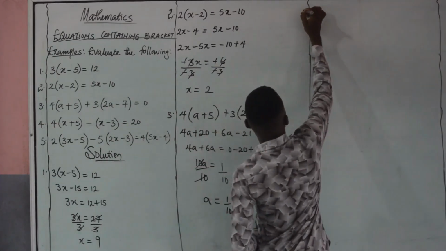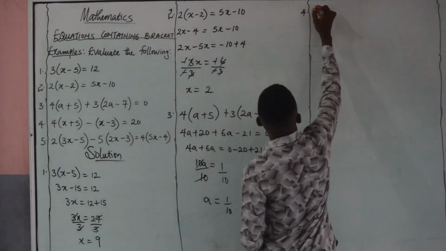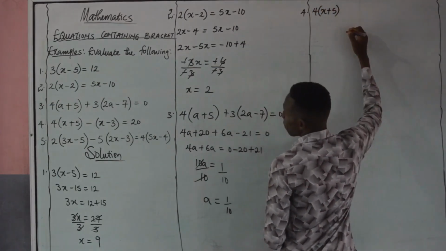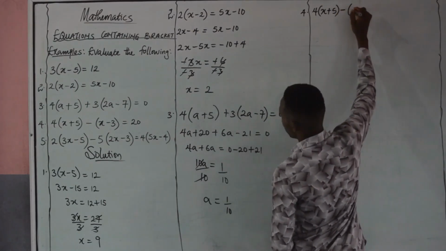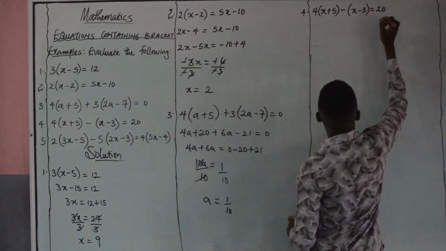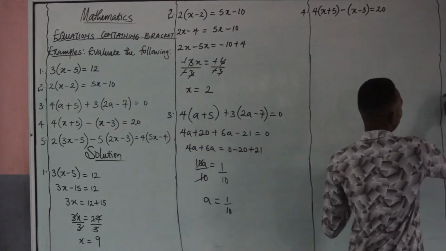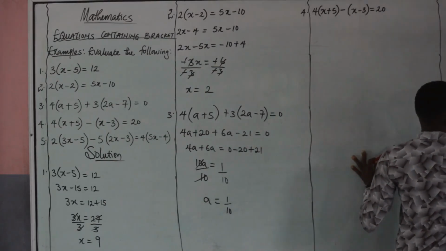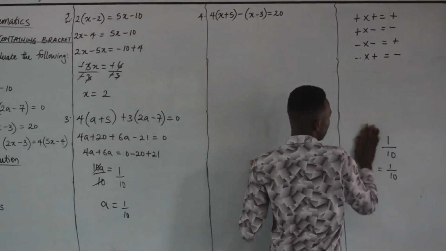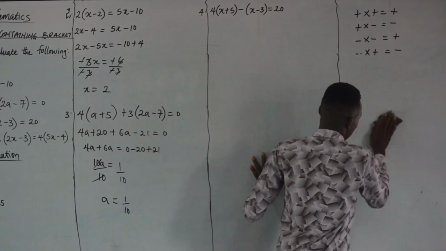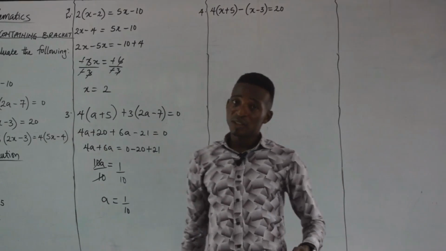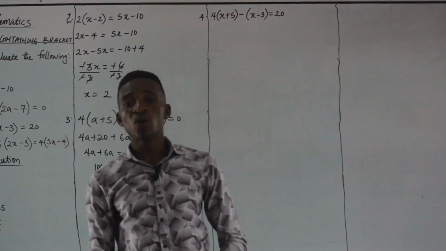So the fourth question, we have 4 into brackets x plus 5, then we have minus, open a bracket, x minus 3 equals to 20. I love this fourth question because it's having a negative value. So we are going to say how we are going to evaluate negative numbers as opposed to only the positive that we have been working with. Because it's possible when you are doing your exercise you see questions dealing with minus. So when you see minus, you know how to work on it.